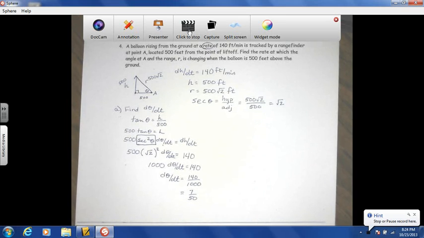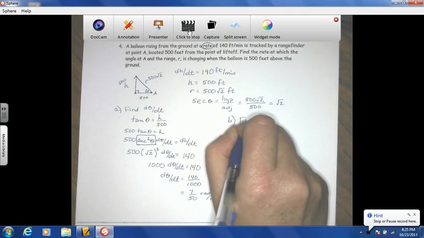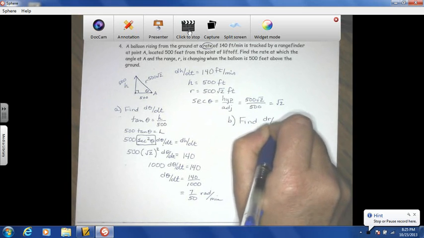Now, let's go ahead and talk about the units. Our angle measure, in calculus, angle measures are always in radians. So, radian measure, and then once again, we're talking with respect to time, which in this problem is minutes. So, the rate of change of the angle is 7/50 radians per minute. Now, they asked us another question. They asked us to find the rate of change of r. So we also need to find dr dt.